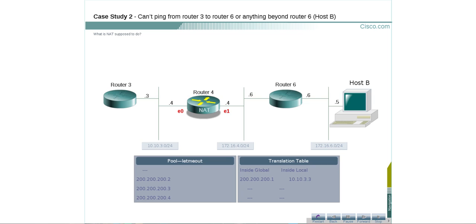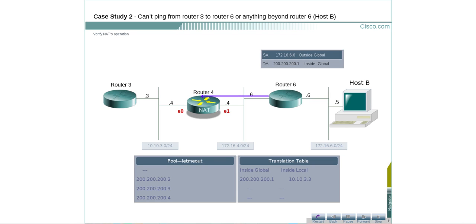The NAT translation table would now have an entry for the translation of inside local address 10.10.3.3 being translated to inside global address 200.200.200.1. The next thing that would happen is that router 6 would respond to the packet it received from router 3. The packet sent from router 6 and received on router 4's outside interface will have a source address of 172.16.6.6, which is the outside global address for router 6, and a destination address of 200.200.200.1, which is the inside global address for router 3.